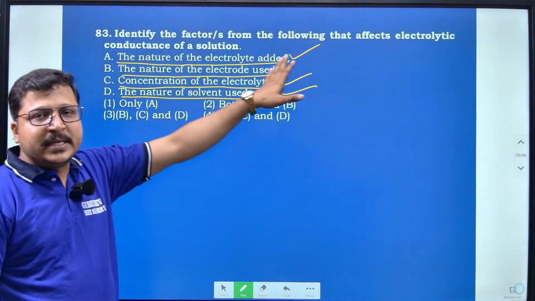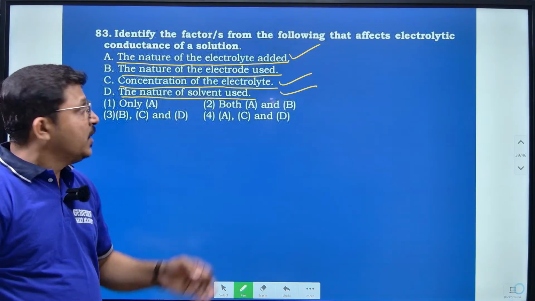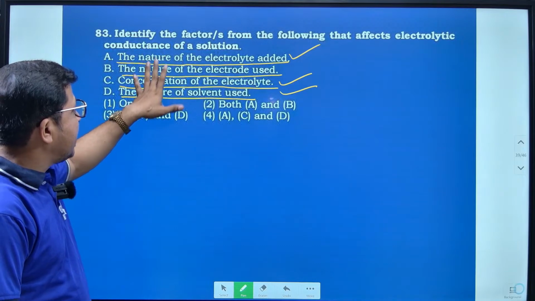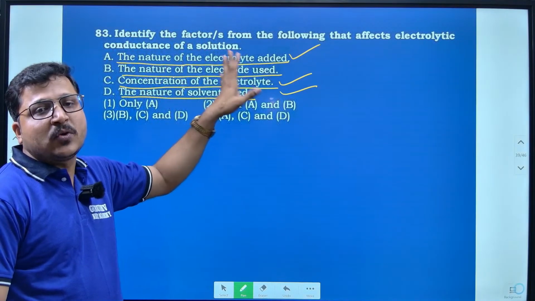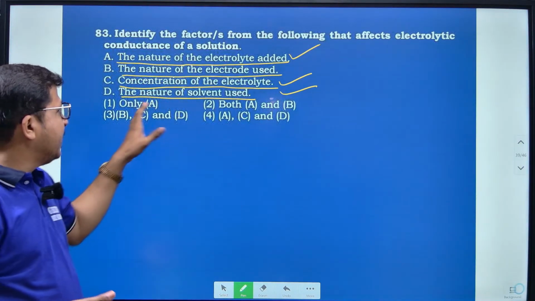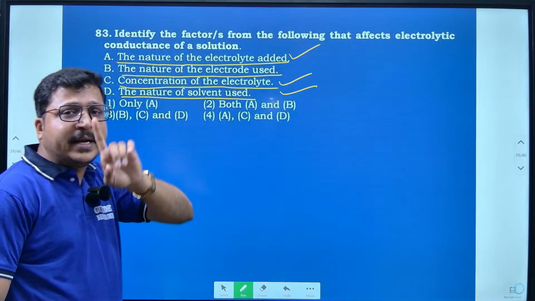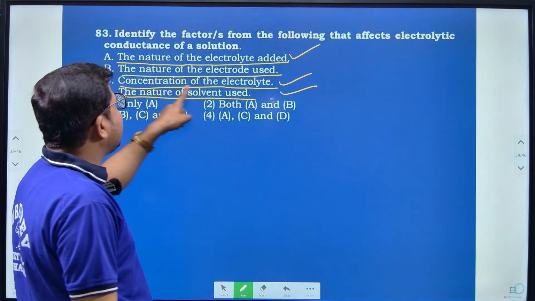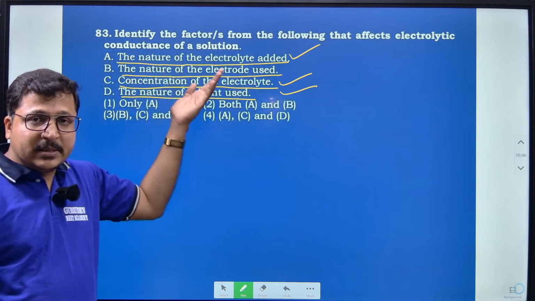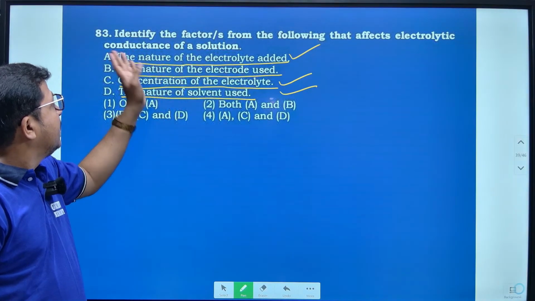The nature of the electrolyte: there are two types of electrolytes, one is a strong electrolyte and one is a weak electrolyte. During the electrolytic conductance, we must know whether the given electrolyte is a strong electrolyte or a weak electrolyte, and study the nature of the electrolyte. For that reason, the nature of the electrolyte added is a right answer. And next, the concentration of the electrolyte used. Basically, concentration of the electrolyte means molarity. Yes, the molarity will affect the conductance of the solution.